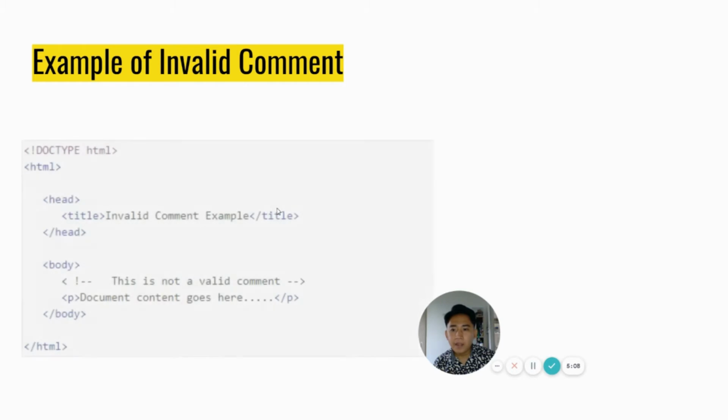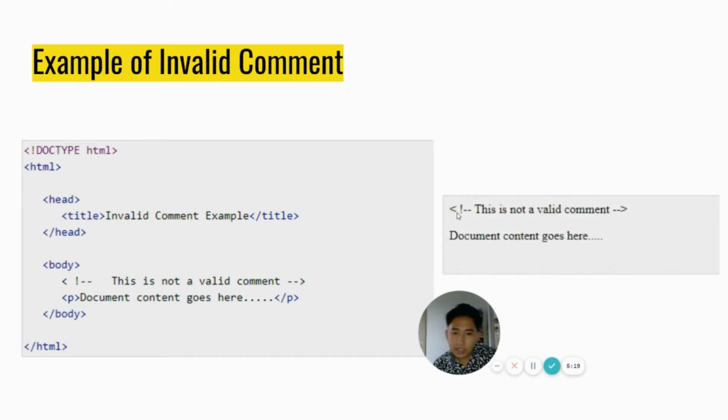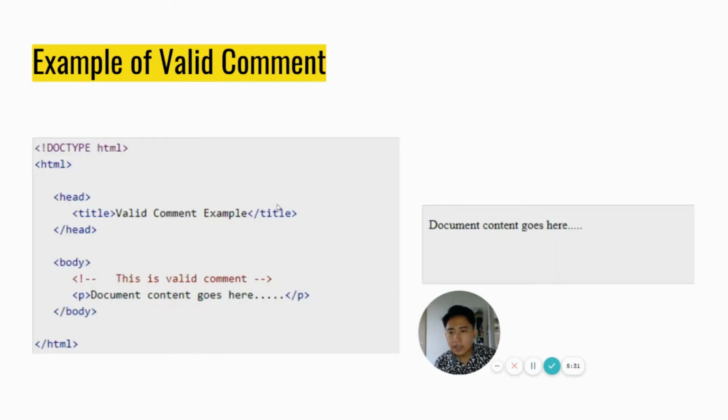Here I have an invalid comment. As you can see, guys, there's a space here: less than, then a space, and then the exclamation point. This is wrong. You can see this will be displayed in your web browser. This is not a valid comment, and you don't want this to be displayed in your output. As you can see in the valid comment, there's no space between these four: less than, exclamation point, minus sign, minus sign. There's no space.